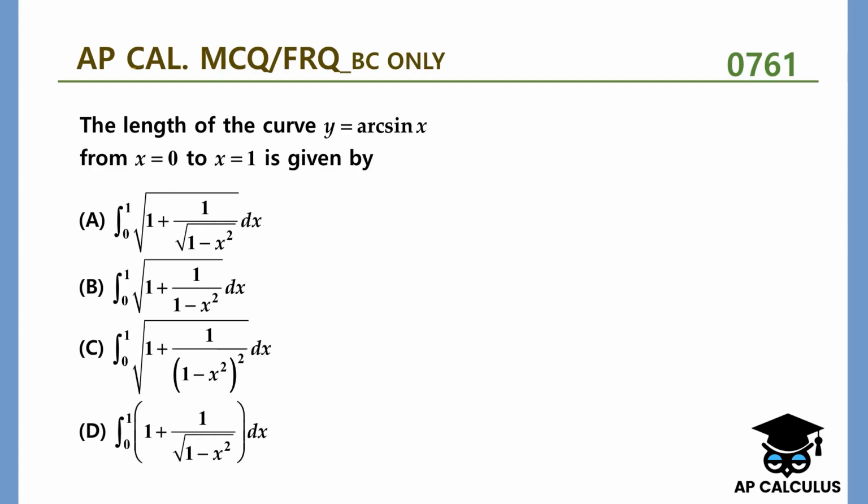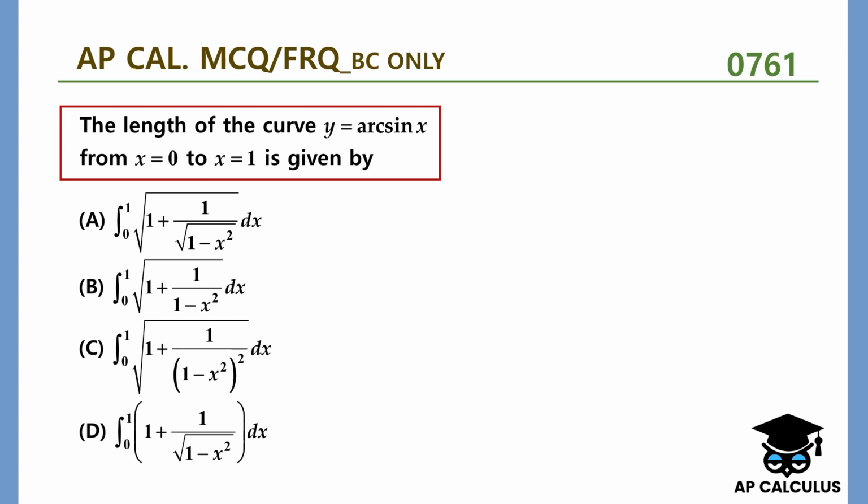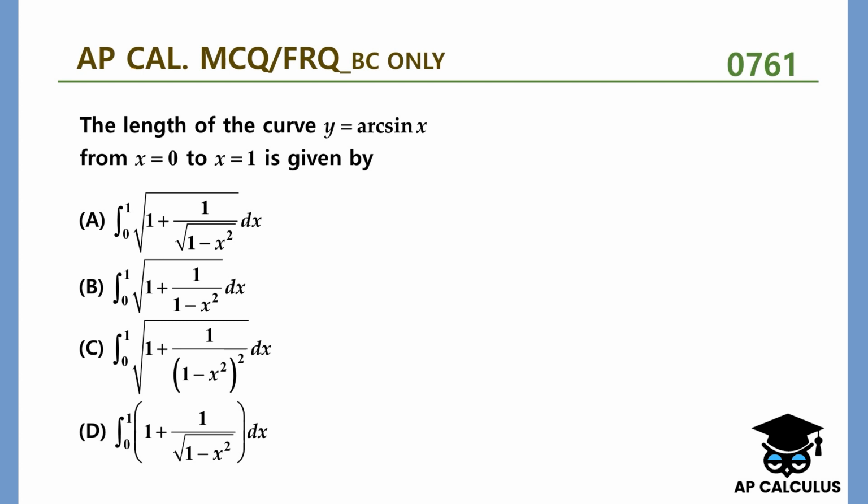Question 761. The length of the curve y equals arc sine x from x equals 0 to x equals 1 is given by which of the following? Remember, the arc length of the function f from x equals a to x equals b is given by the integral from a to b of the square root of 1 plus f prime of x squared dx.